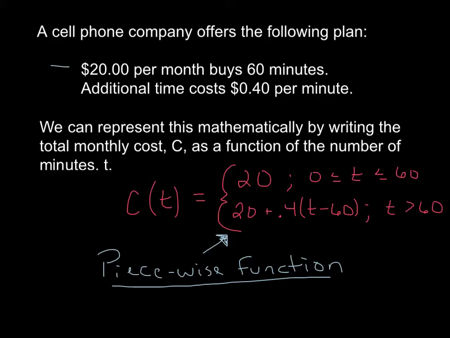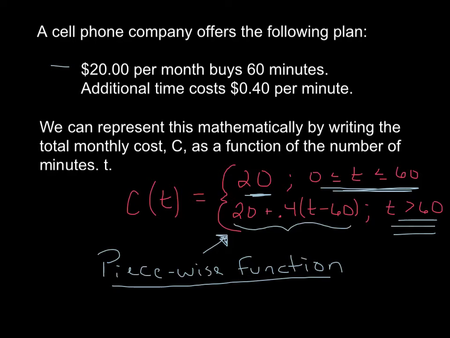So we're going to represent that mathematically by writing this cost function, where the cost is a function of the time, the number of minutes. And we really have two different things going on. The $20 per month buys 60 minutes. So anything up to 60 minutes is only going to cost us $20 per month. But if we should go over 60, where t is greater than 60, then we've got this additional charge of 40 cents per minute. And the t minus 60 is just going to represent how many minutes over the 60 we're going.